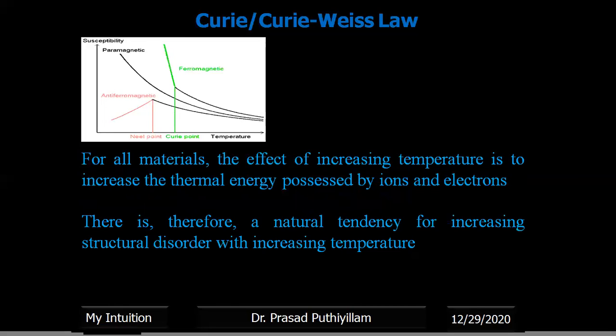As we know, as we increase the temperature of almost any material, the thermal energy of the ions or electrons present in the material will increase. They start getting extra energy to vibrate or to change their direction of arrangement. This is a natural tendency which increases the disorderedness in the material. Therefore, as the temperature increases, it causes disorder in the arrangement.